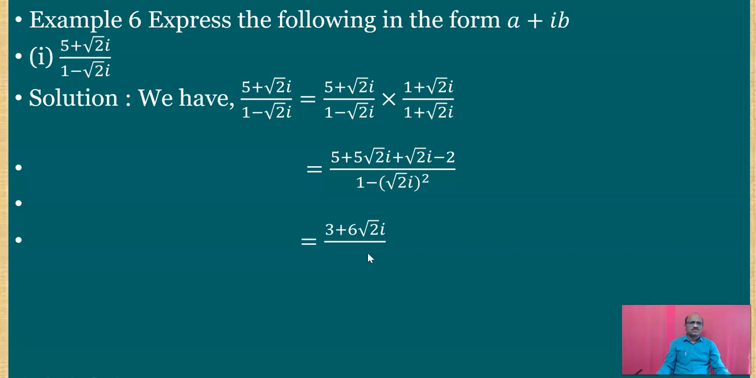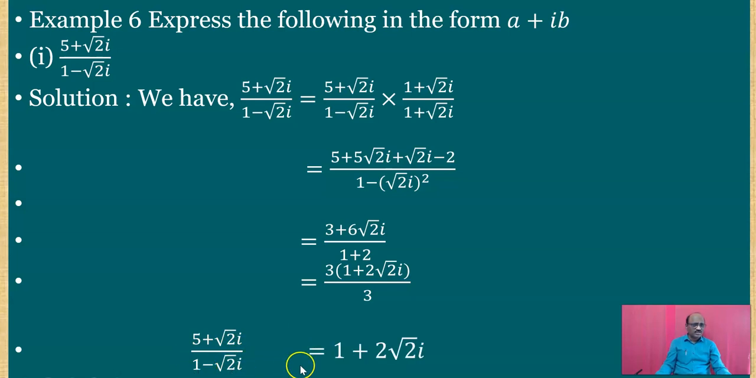And simplify this: 5 minus 2 is 3, and the addition of these two terms is 6 root 2i. For the denominator, 1 minus root 2i times 1 plus root 2i means 1 minus 2i square. i square is minus 1, and that minus will become plus. That is 1 plus 2, that is 3. Therefore take 3 as common, and then you will get 5 plus root 2i upon 1 minus root 2i is equal to, 3 gets cancelled, and overall you will get 1 plus 2 root 2i.